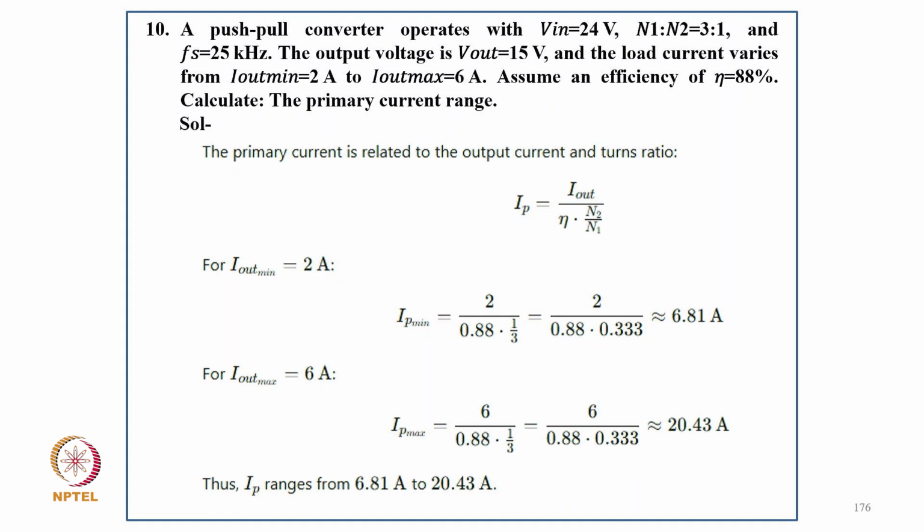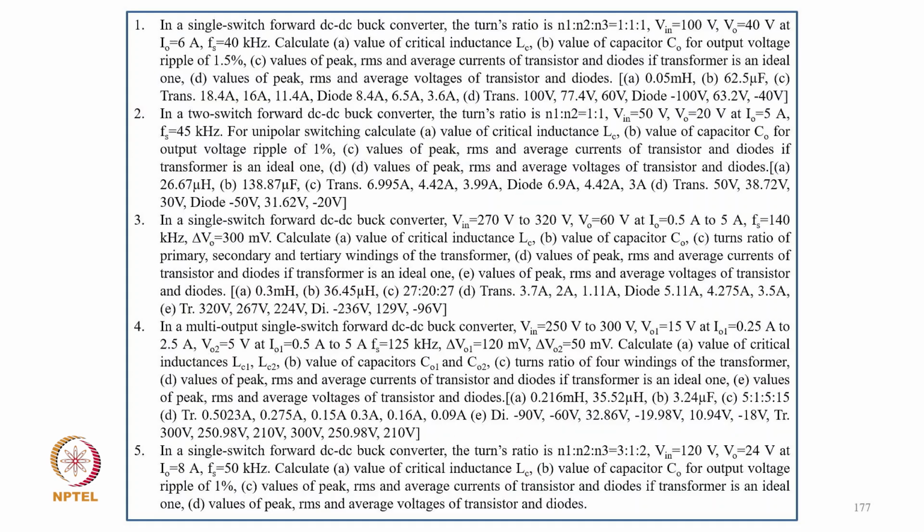So problem 10: a push-pull converter operates at V_in equal to 24 volt, N1 upon N2 of 3 to 1, at 50 kHz, and an output of 15 volt, and the load current varies from a minimum of 2 ampere to 6 ampere. Using an efficiency of 88%, calculate the primary current range. So the primary current is I_P equal to I out upon efficiency times N2 upon N1. Putting I out 2 ampere, I primary comes 6.81, and for 6 ampere, it becomes 20.43. So I_P ranges from 6.81 to 20.43 ampere.